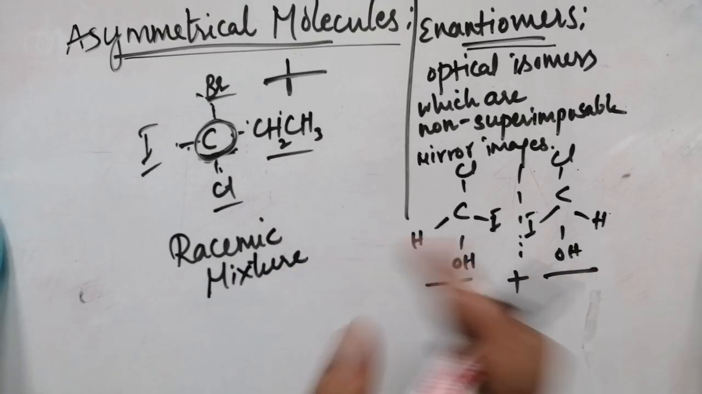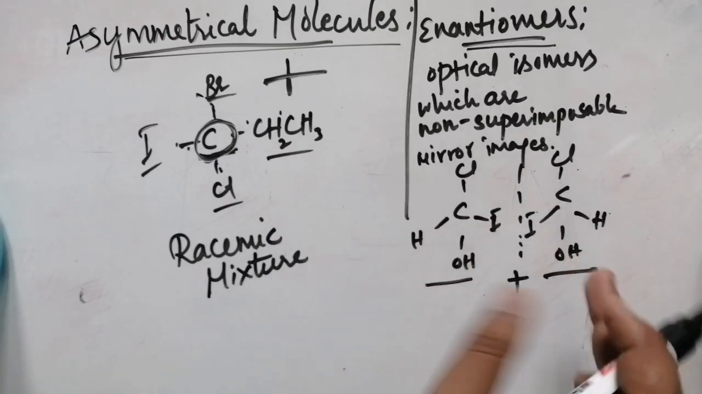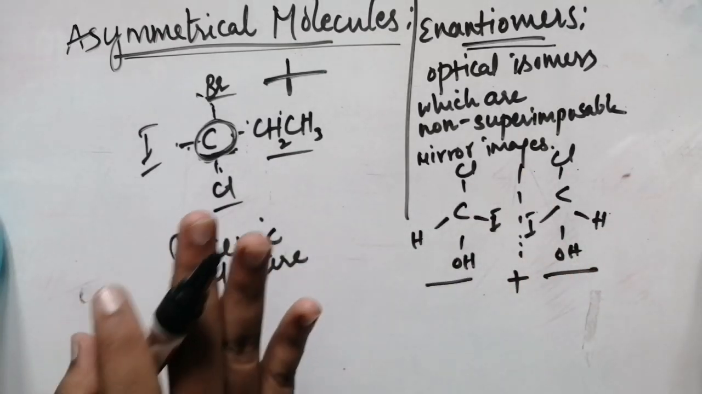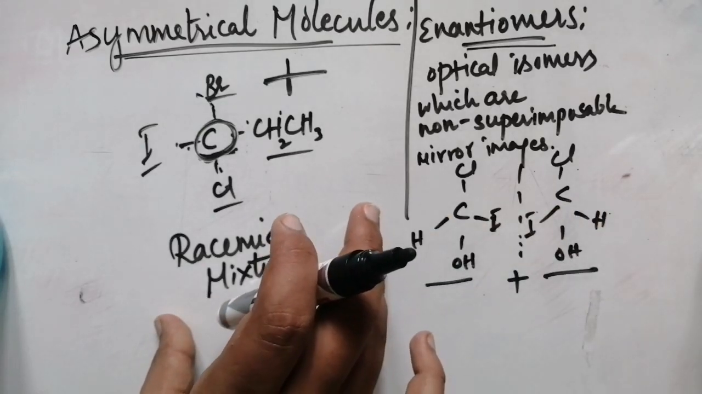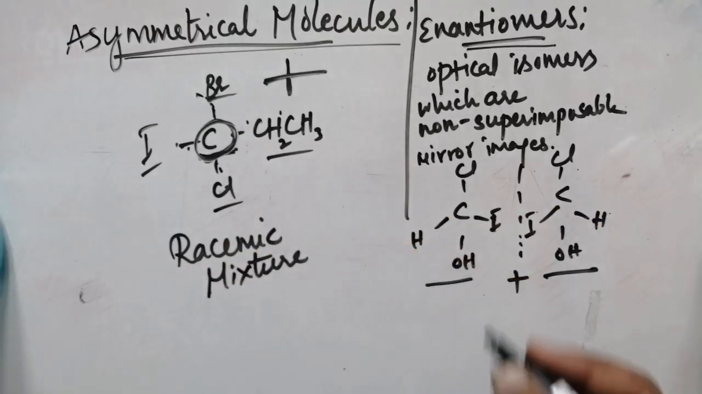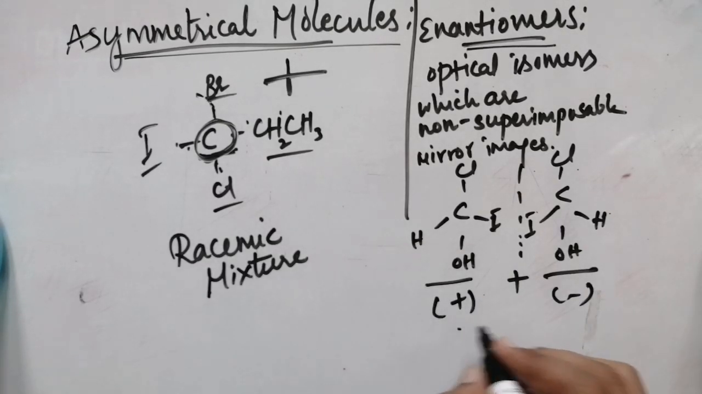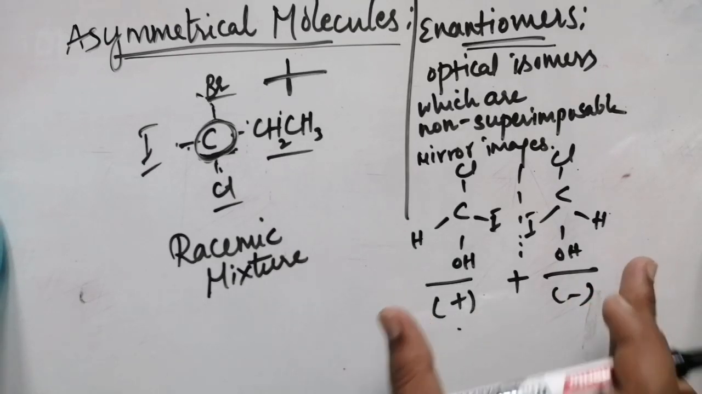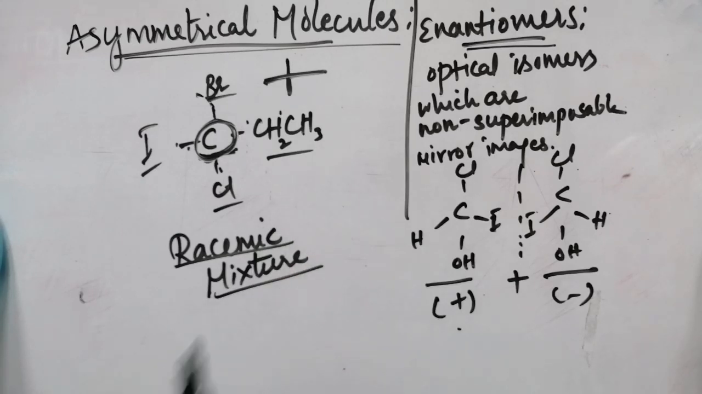A mixture of enantiomers is called a racemic mixture. If I get this mixture in a reaction, then it is called a racemic mixture. One of them might be plus, the other minus, that is, one might be dextrorotatory and the other levorotatory. So these two enantiomers together make a racemic mixture.